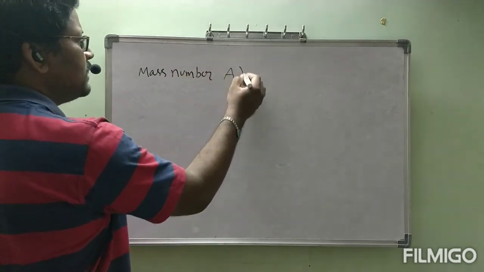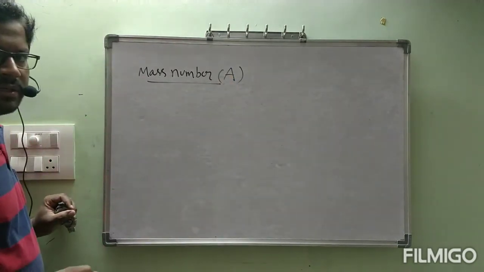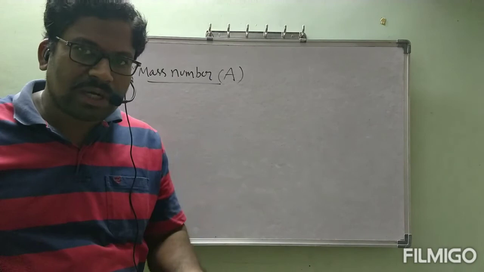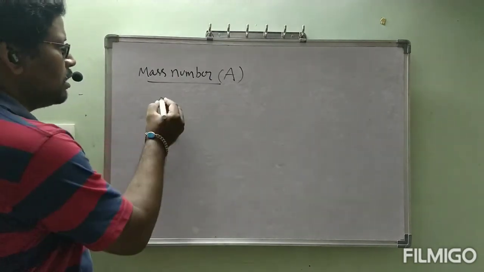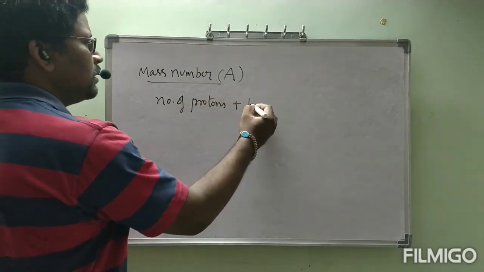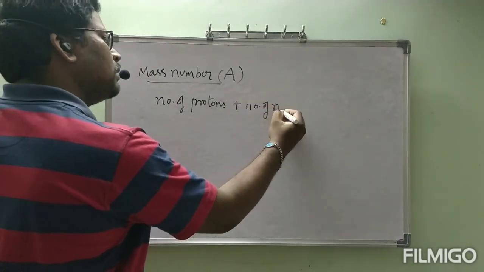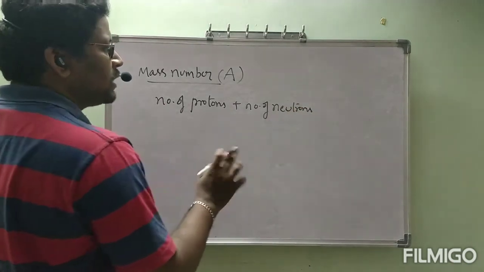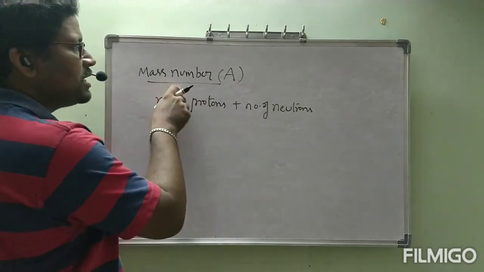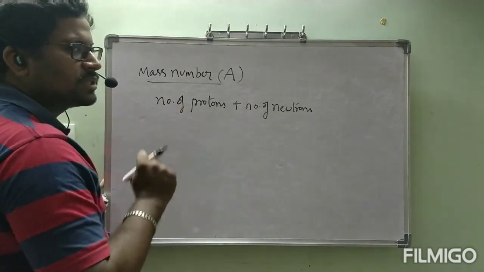Mass number is represented by capital A. Now, the definition of mass number: the number of protons plus the number of neutrons present in the atom is called mass number.